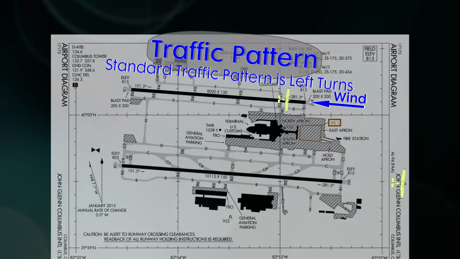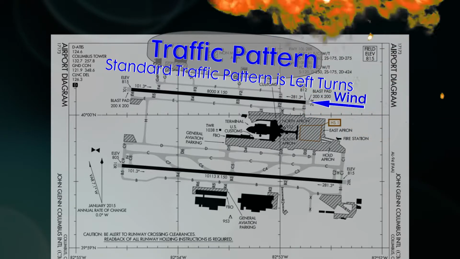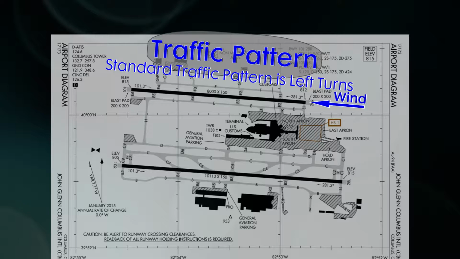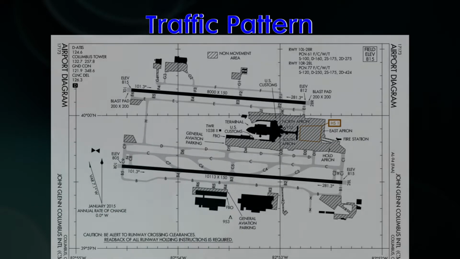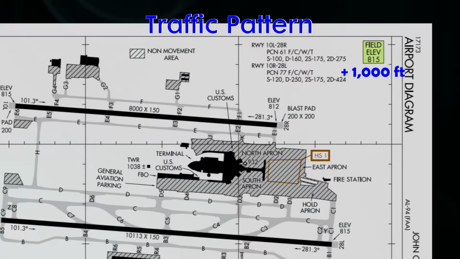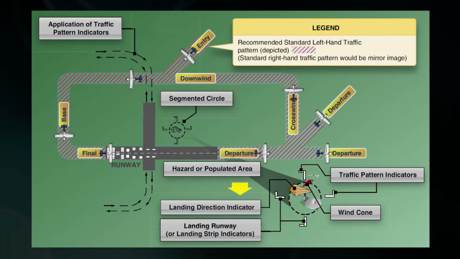But if you notice, if you did that on 10 right, you would probably run into somebody taking off of 10 left. So you need to make sure that you know which way the traffic pattern is laid out at every single airport you go to, and you also need to know what the traffic pattern altitude is. Most of the time for small airplanes it's 1,000 feet above the elevation. When you're flying into a controlled airport, air traffic control will tell you where to enter the traffic pattern. In other words, enter on the downwind for runway 10 left.